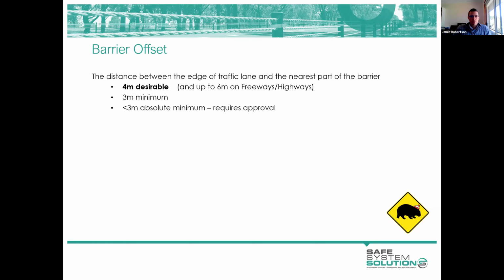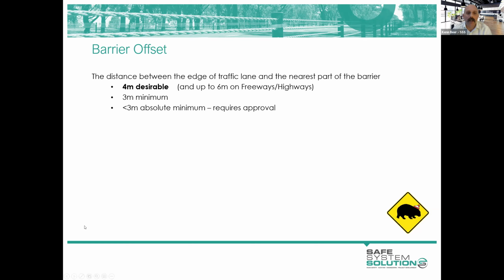If we were to apply an absolute minimum offset to a very long continuous barrier, that would be a very different situation to a short isolated barrier on a low volume rural road. So you need to think about what installing that barrier means for maintenance, for emergency situations. And if you are providing a long length of barrier at a less than desirable offset, think about the things that you can do to mitigate the risk, such as providing refuge bays for people to pull over in emergency situations.